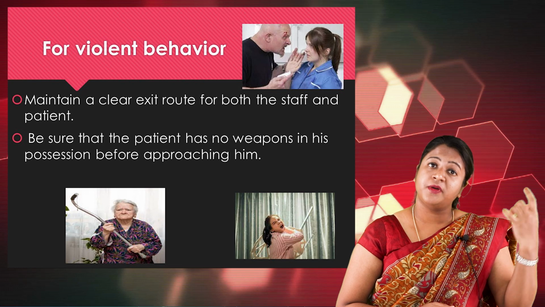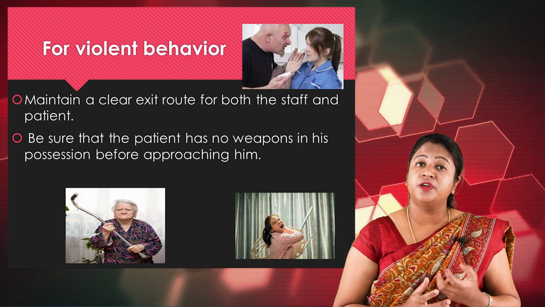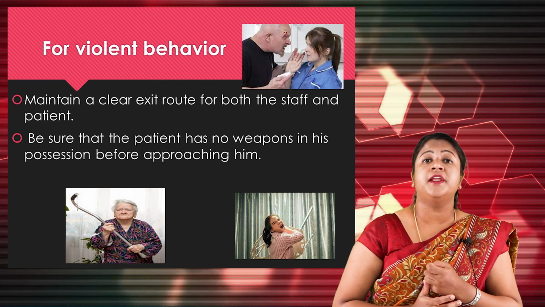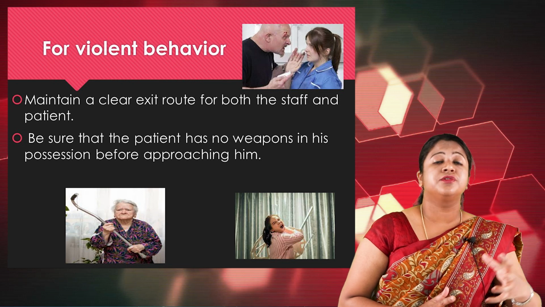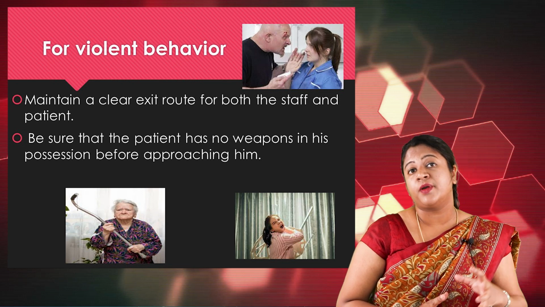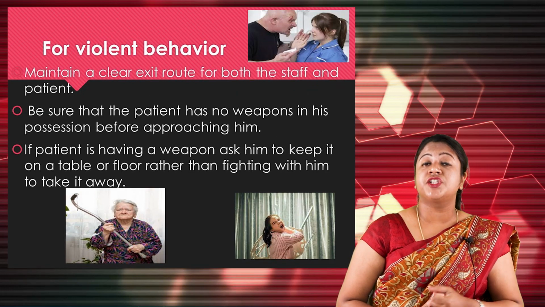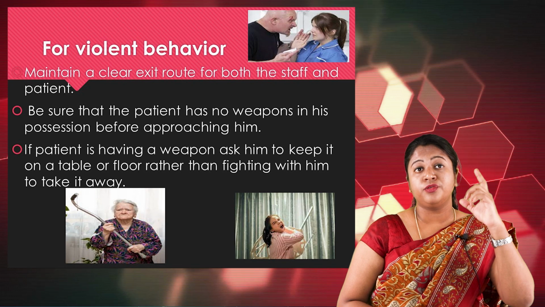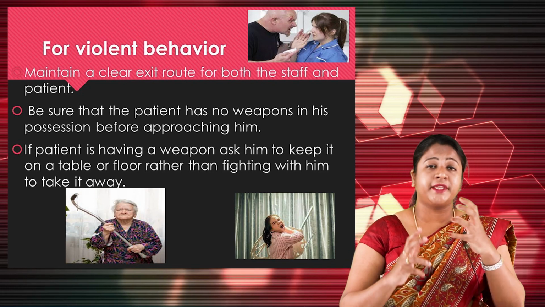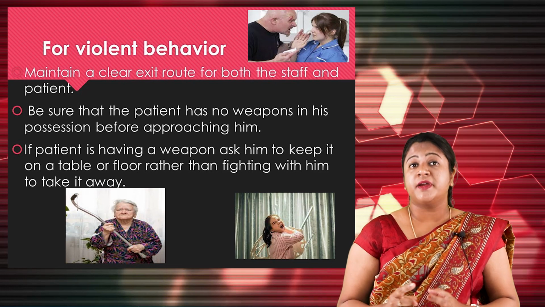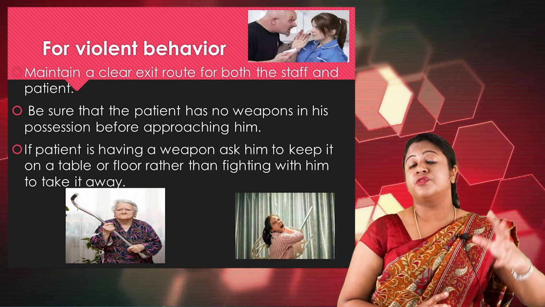He can have a sharp equipment, or he can have a gun, or anytime he can have any kind of equipment or weapon within him without your knowledge. So make sure that you see to it that your patient is not having any weapon before you approach. In case you discover that the patient is having a weapon, make sure you instruct the client to keep the weapon down instead of you fighting with him to take out the weapon. It is better to verbalize him, strictly, to keep the weapon down before you approach him.